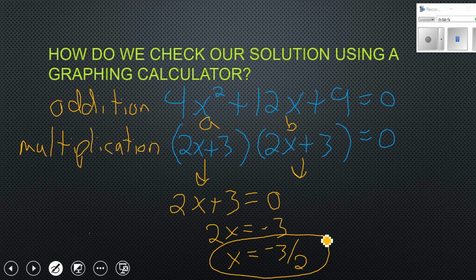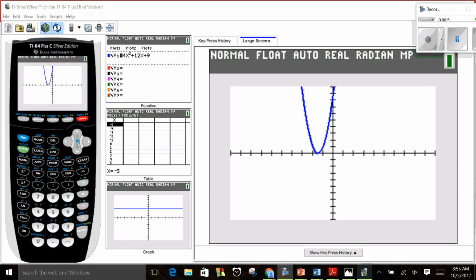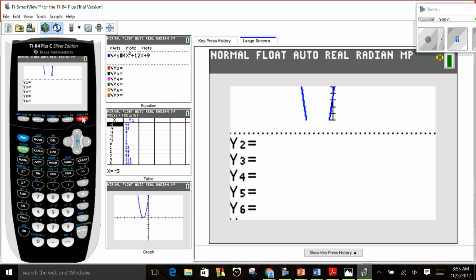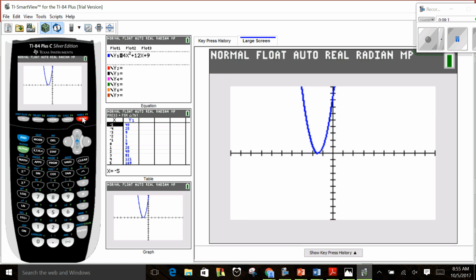So we're going to look at that on the graphing calculator here. Okay, so on the graphing calculator here, notice in my y equals, I put in my original equation we were given, 4x squared plus 12x plus 9 equals y. And then when I go to graph that, notice what happens. I have a solution showing up here at negative 1.5. We can see that right here. This is negative 1.5 or negative 3/2.